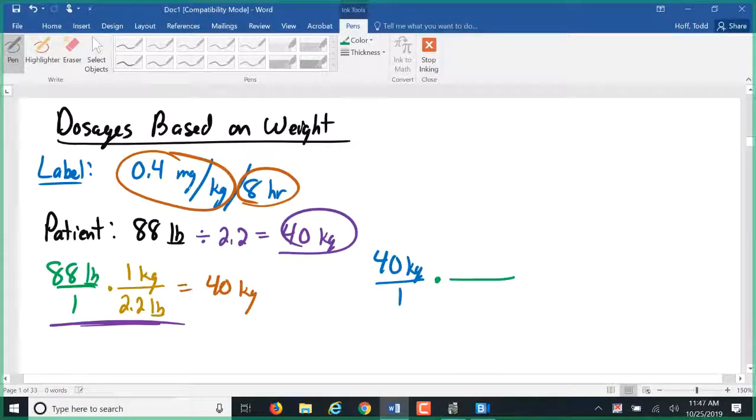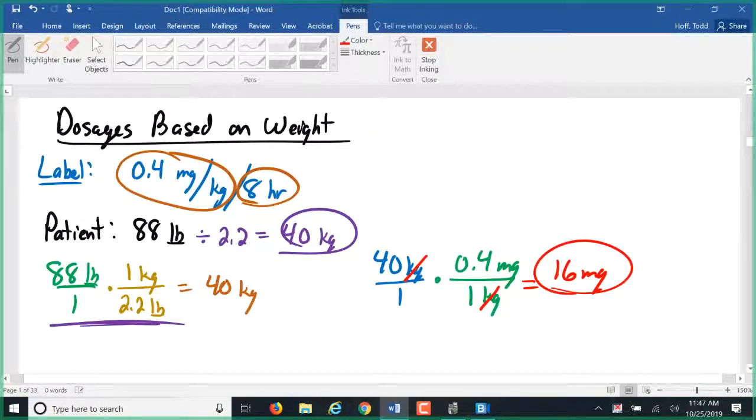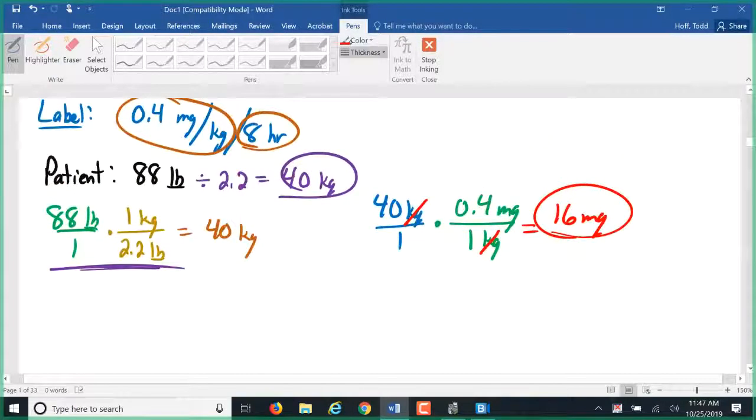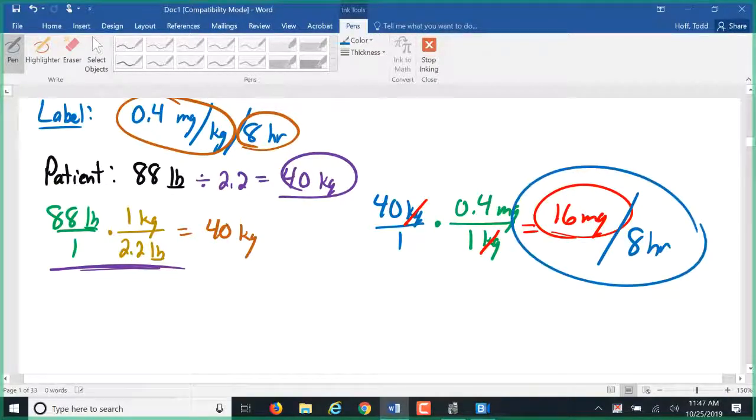So this is saying 0.4 milligrams per kilogram. So kilograms go on bottom. That's 1 kilogram is equivalent to 0.4 milligrams. So the kilograms will cancel out. 40 times 0.4 milligrams is 16 milligrams. So that patient should receive 16 milligrams of that medication. Questions? And of course, you put the time back on it before we finish up. That is 16 milligrams every 8 hours.